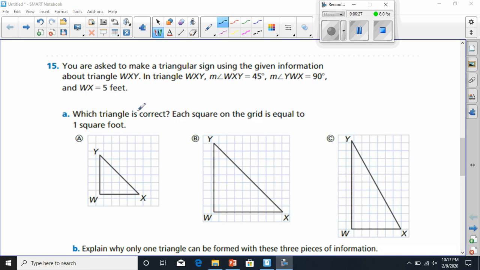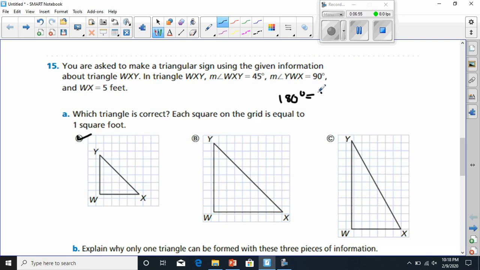So it says which triangle is correct? Each square on the grid equals 1 square foot. So right off the bat, I'm going to have to say A is the only one that really qualified. The second reason, besides W to X equaling 5 feet, is it says the measure of WXY is 45. Well, as you know, every triangle equals 180 degrees.